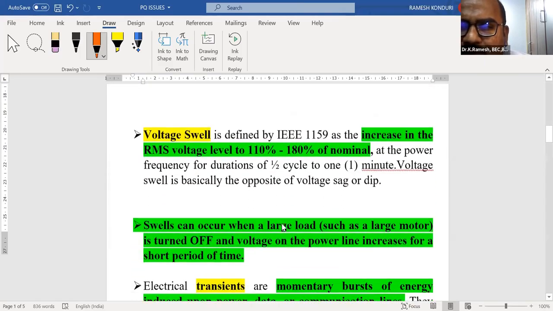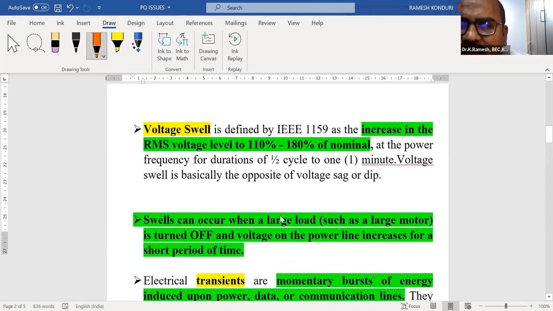Then we have voltage swell. This is defined as per IEEE 1159. This is nothing but an increase in the RMS voltage level up to 110% to 180% of the nominal value. The duration is also mentioned, and this duration is half cycle to 1 minute.